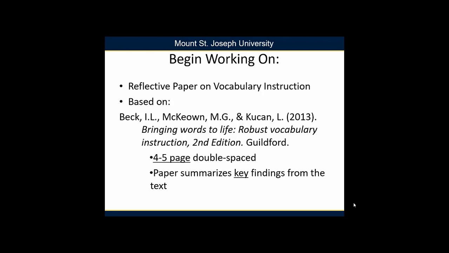The reflective paper on vocabulary instruction is designed to measure your ability to analyze, synthesize, and construct your own thoughts about this content. This assignment will also demonstrate your writing and formatting skills, which are essential in a graduate program. You'll write a 4 to 5 page double-spaced reflective paper and summarize key findings described in the book. Your syllabus outlines a series of questions you need to answer within this assignment.